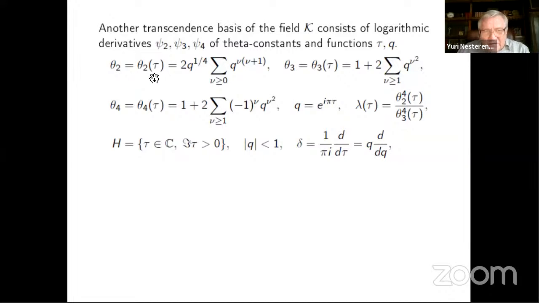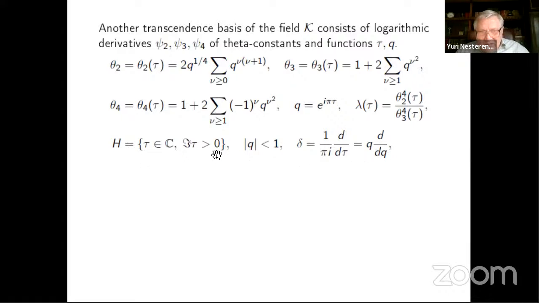They are functions, but the official title is theta constants. Theta 2 is given by an expansion in a power series. Theta 3 is another one, and theta 4. You see, all coefficients are units or minus units. Q here is e to the power i pi tau. The modular invariant, lambda of tau, is a fraction of fourth powers of theta 2 and theta 3.